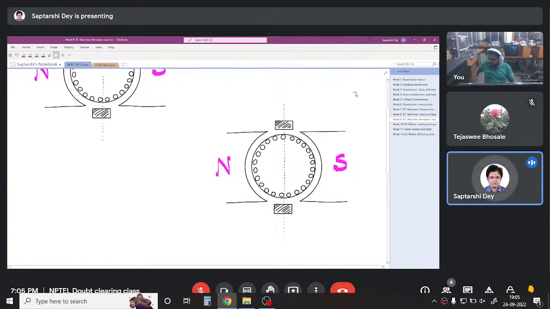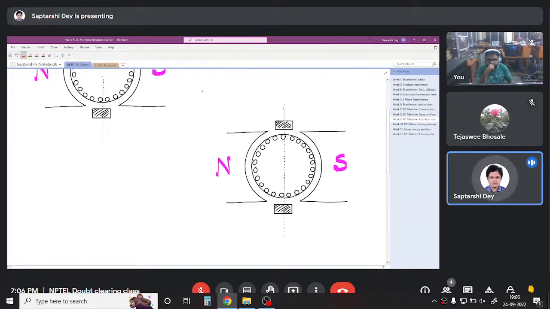So we'll start today with again some very basic theories of DC machine. So this is the DC machine. What is this inner round thing called? This is called the rotor, and the winding on it is the armature winding, and the outer ones are the field. They have field windings on them.